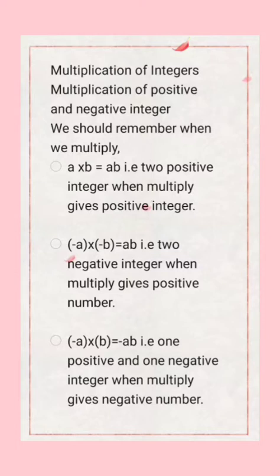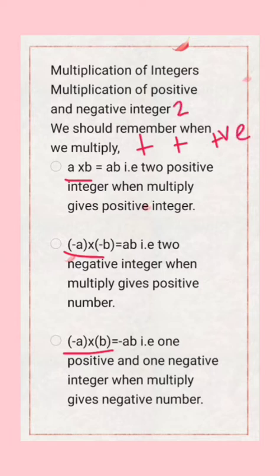The first case is both the integers are positive, another is both are negative, and next is one is positive, another is negative. Let's begin with the first. If both the integers are positive, then your answer will be positive.